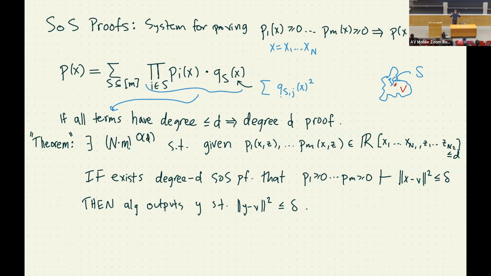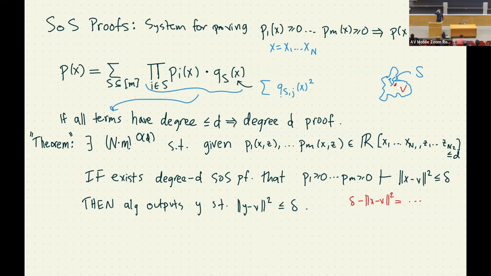So a sum of squares proof existing means that I can write, let's do it properly, delta minus the norm of x minus v squared. This is the thing that would need to be non-negative for the inequality to hold. I can write this thing as this type of expression up here. So I can cook up Qs like this.